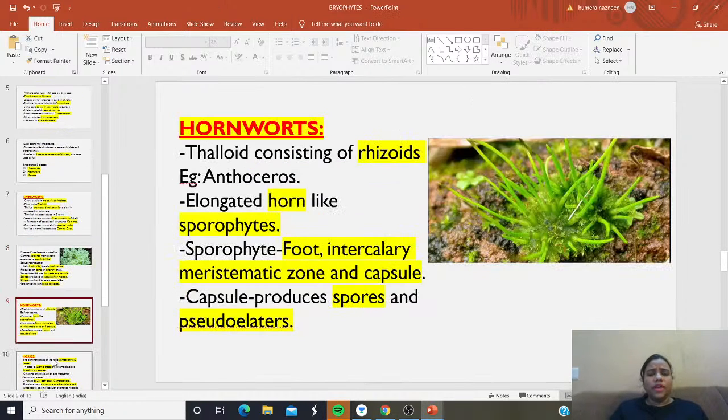Okay. Then we have seen hornworts. With the name only we can find out that they have elongated horn-like sporophytes. An example we can see is Anthoceros. In this we have sporophytes having foot, intercalary meristematic zone and capsule. And inside the capsule, spores and pseudoelaters are produced.